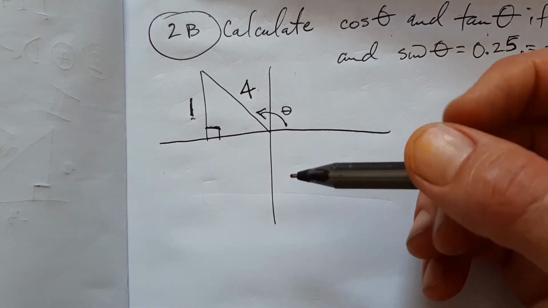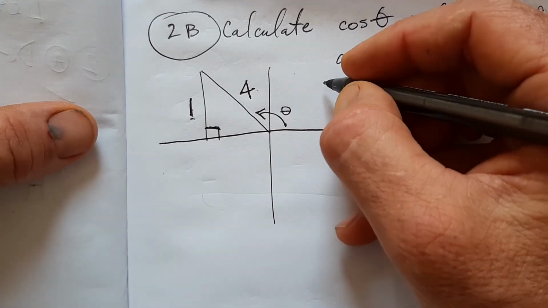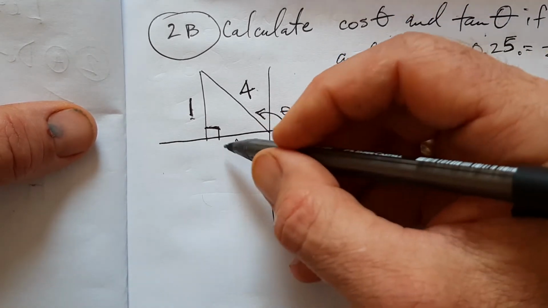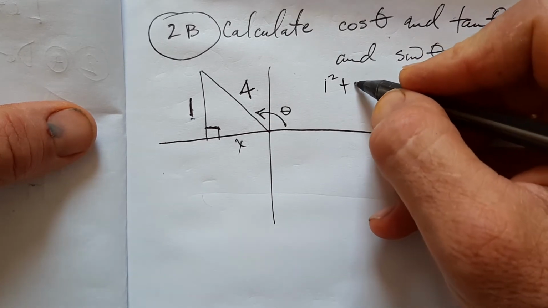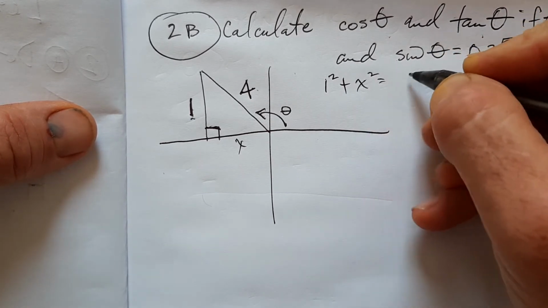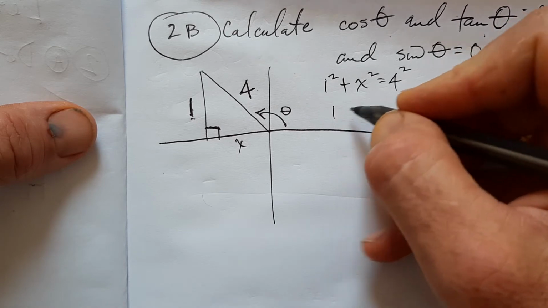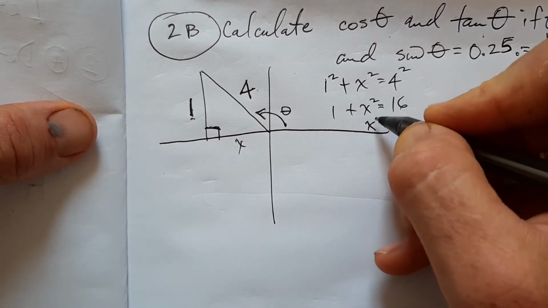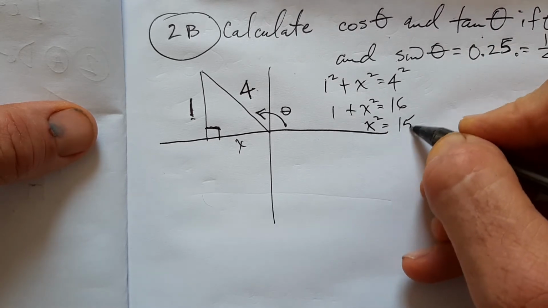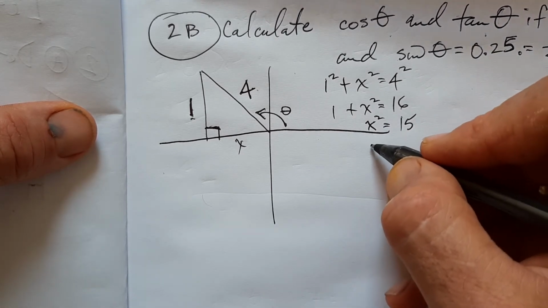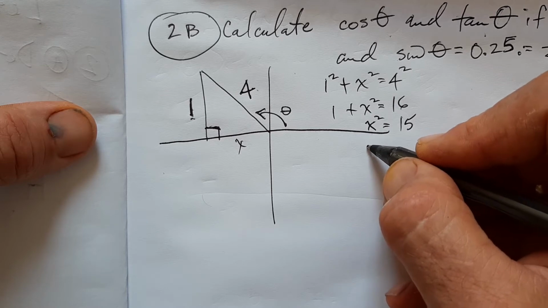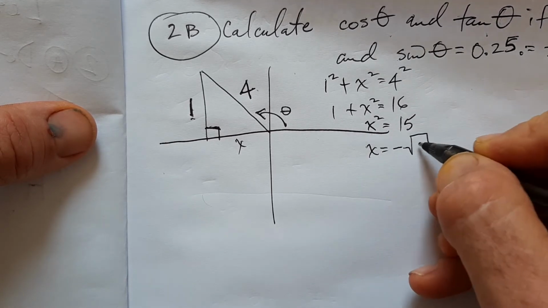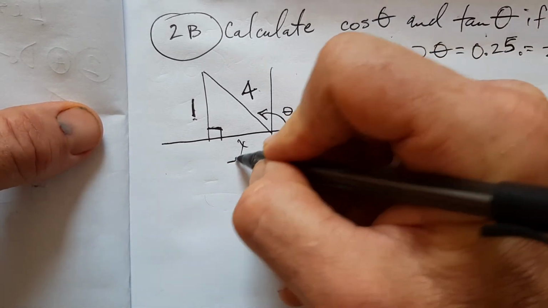So I'm just going to use Pythagoras' theorem again, our favorite. 1 squared plus x squared, and remember, x is going to be negative here, equals 4 squared. 1 plus x squared equals 16. X squared equals 15, and it will be negative. So x equals negative square root of 15. Don't forget that it's negative.